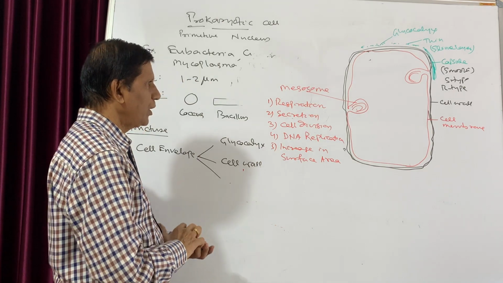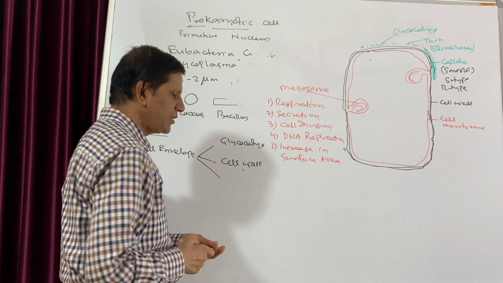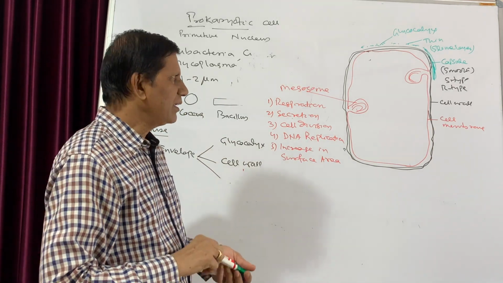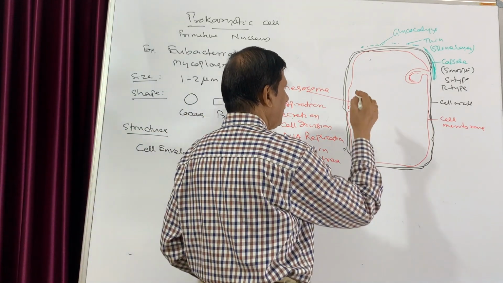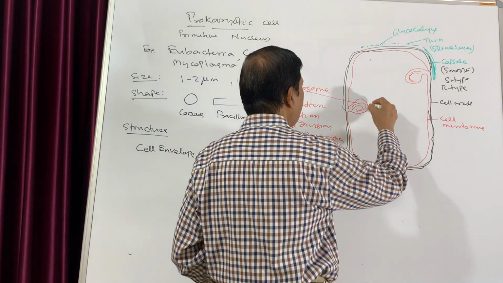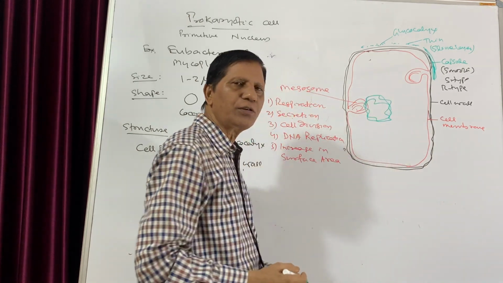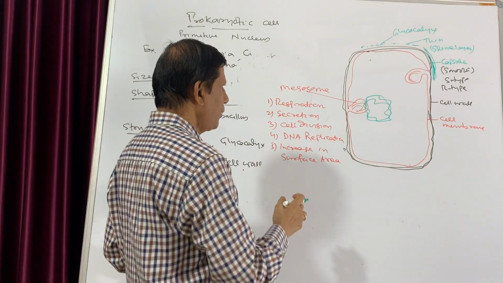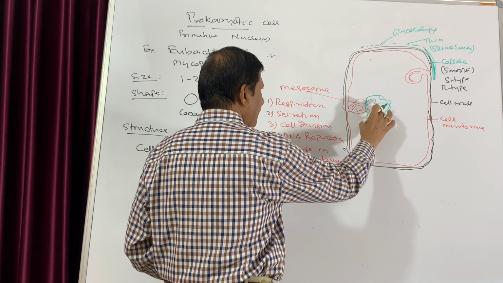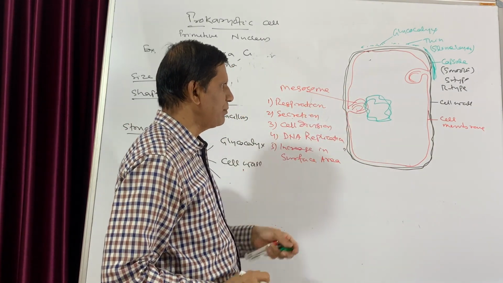Now, we have written that the mesosome helps in DNA replication. That means the DNA, which is present in prokaryotes, is attached to this. Then only it will help in replication. Otherwise, how would it help? Regarding this we will discuss later on. Now this cell membrane folding is known as mesosome.